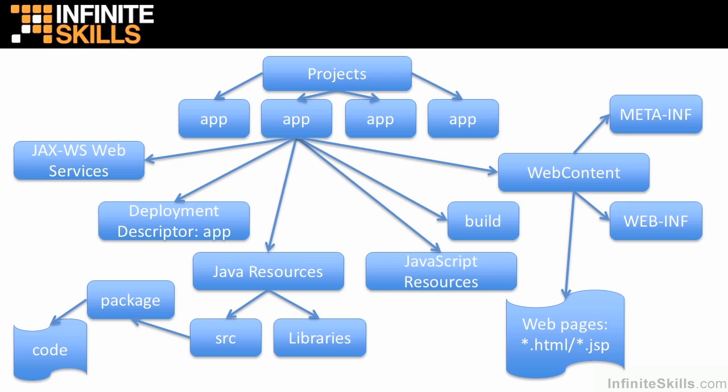And underneath the web content, this is where we're going to have our main view pages, such as our HTML pages and our JSP pages. We'll also have two folders, one for the META-INF, which is going to be our manifest information, and we'll have the WEB-INF, which is where we're going to keep our deployment descriptor. So we'll see that here, the web.xml file.